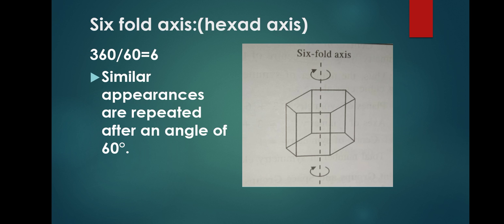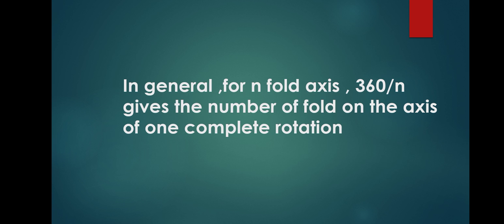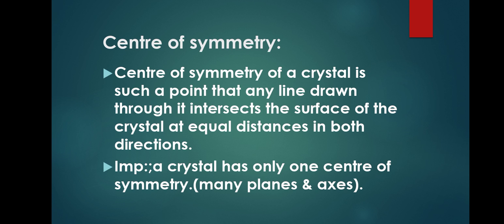Then sixfold axis or hexad axis, 360 divided by 60, which gives six similar appearances that are repeated after a 60-degree angle. In general, for an n-fold axis, 360 divided by n gives the number of folds of the axis in one complete rotation. Then the third one, center of symmetry.